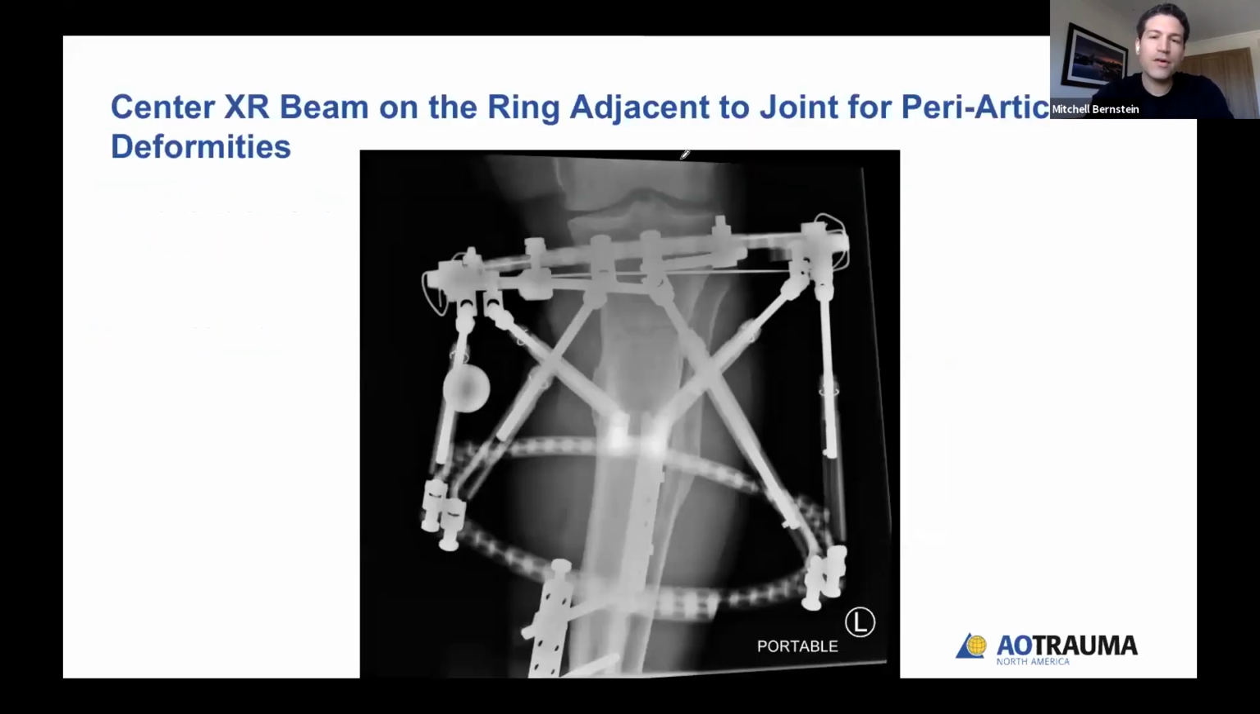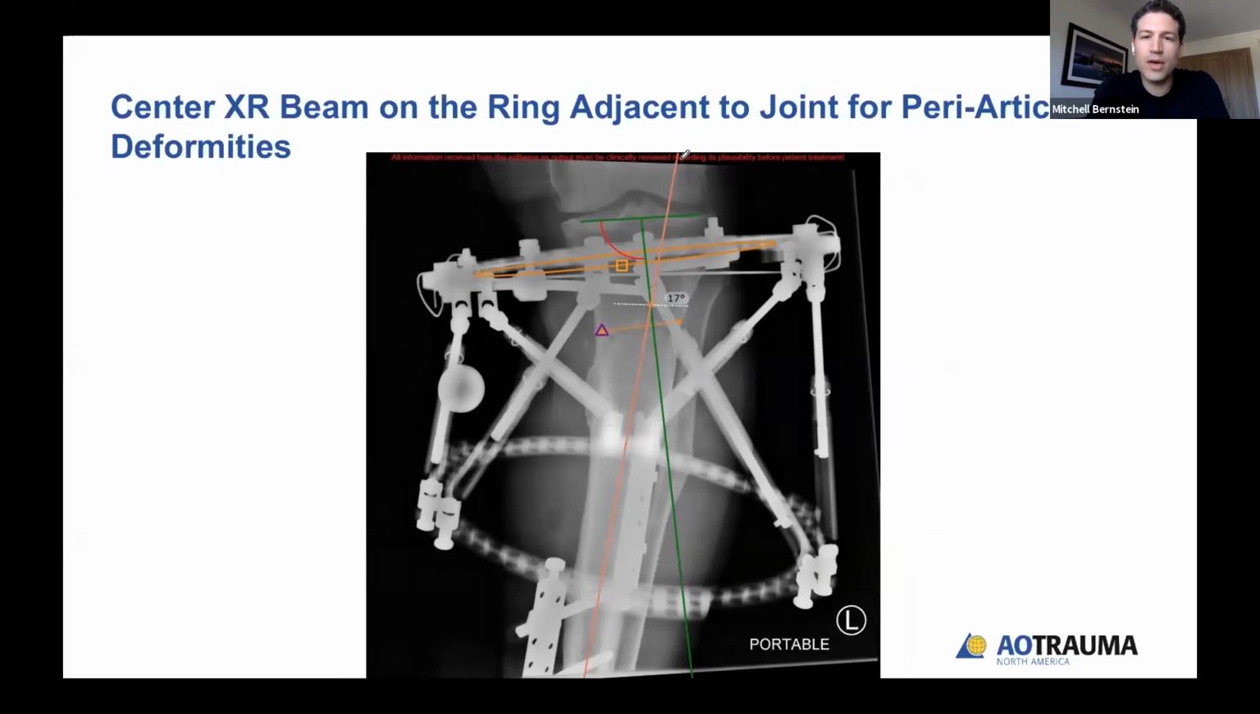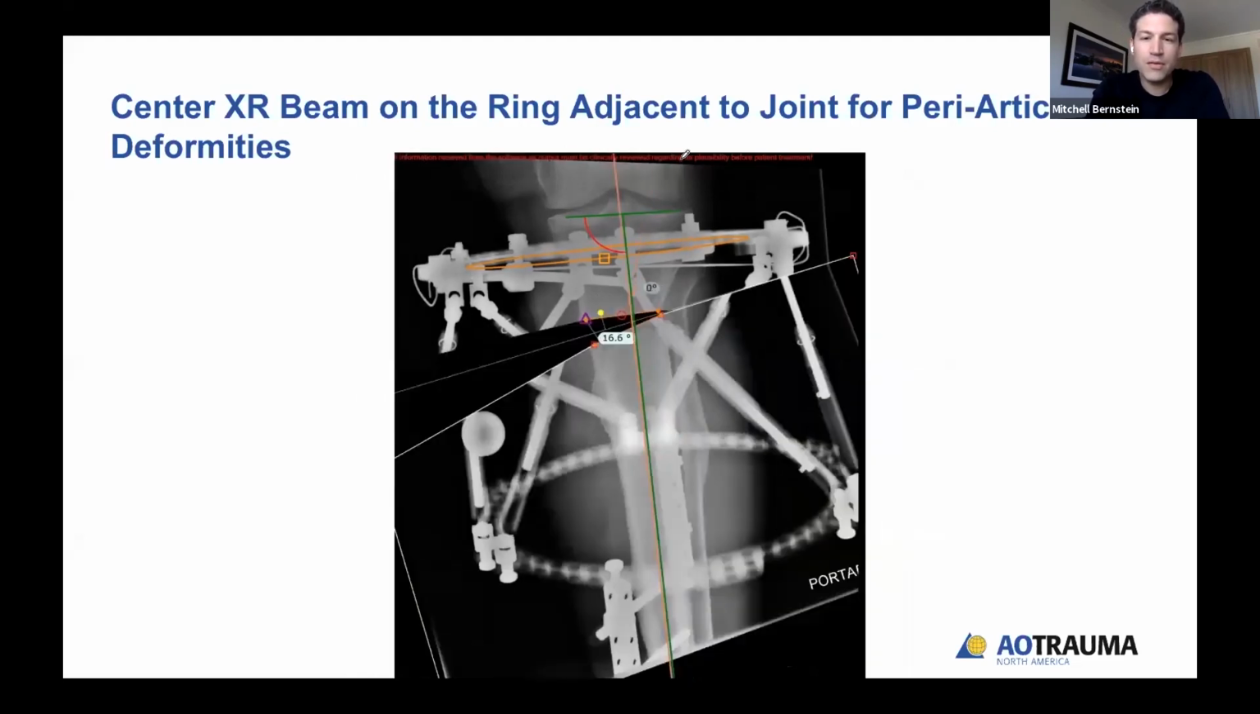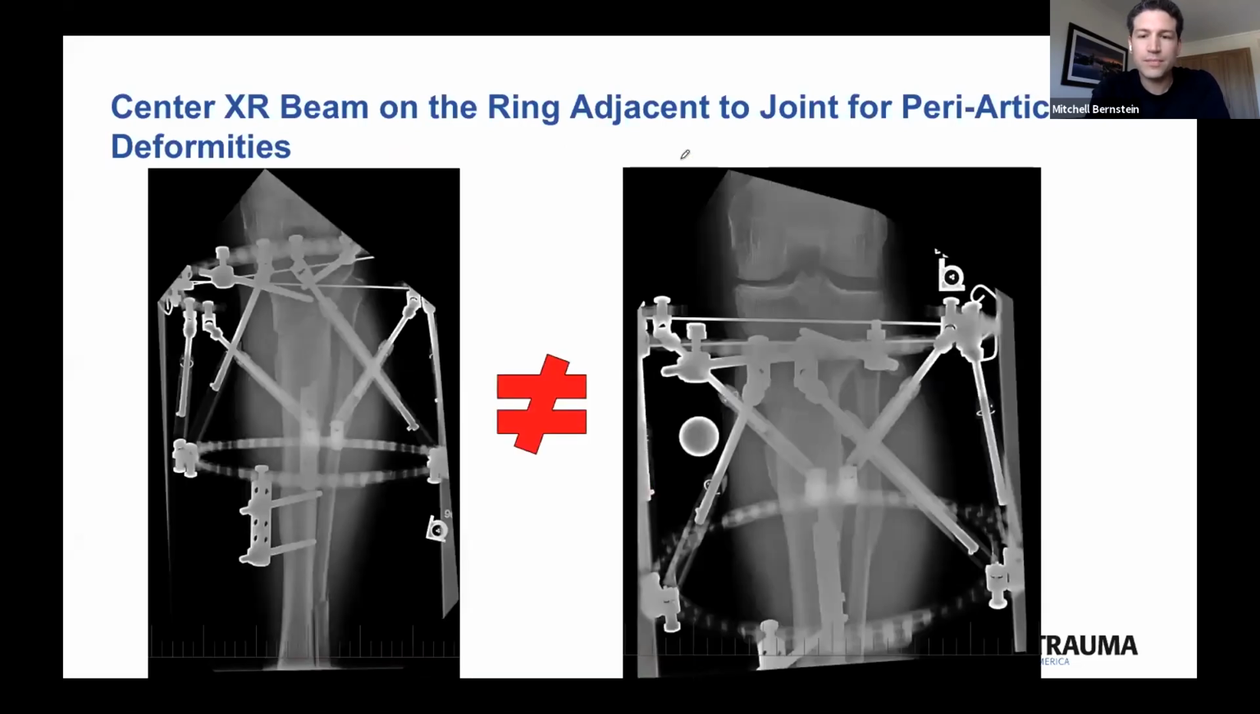If you're a surgeon who does a lot of circular fixation, it's very important to tell the tech to center the x-ray beam on the ring that is adjacent to the joint. So this is a patient who has a proximal tibia malunion. He has a proximal 2-ring hexapod. It's very important that the angle on the top ring is such that you can see the joint. If you can see the joint, you can draw a joint orientation angle. If you can draw a joint orientation angle, you can measure the deformity. If you can measure the deformity, you can correct it very reliably.